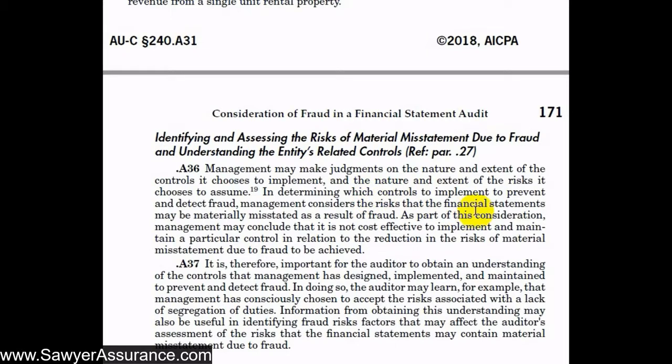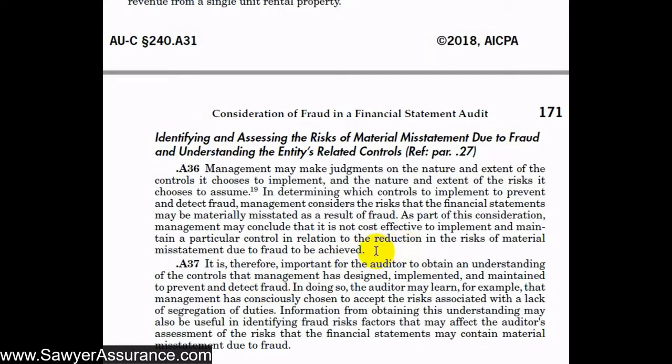In some situations, management might conclude that it's not cost effective to implement and maintain a particular control in relation to the reduction of the risk of material misstatement due to fraud that would be achieved. In that case, they've decided they don't want to take on the additional costs it would take to mitigate that risk, and that they're okay with that level of risk. That's why it's important for us to obtain an understanding of the controls that management has designed, implemented, and maintained to prevent and detect fraud.